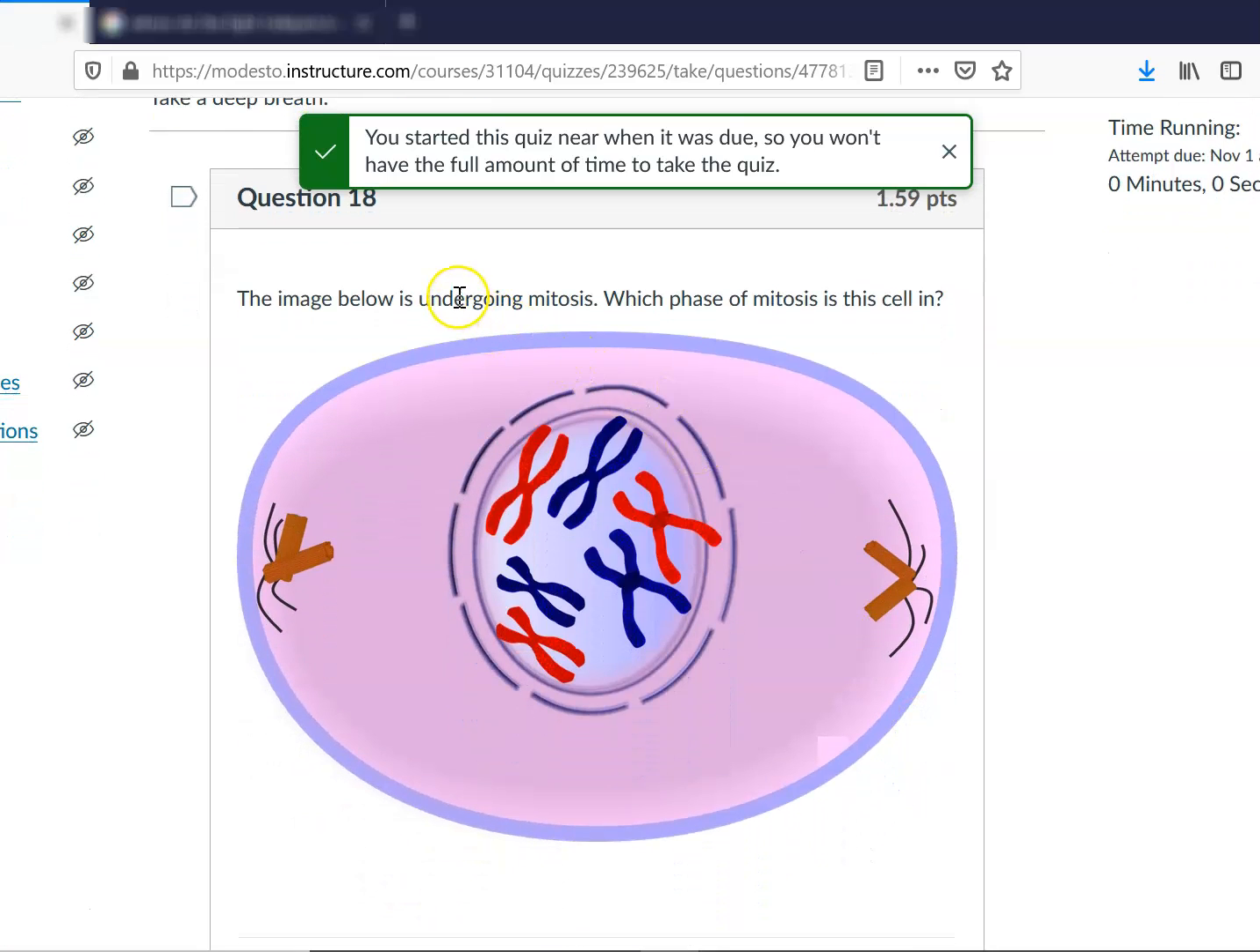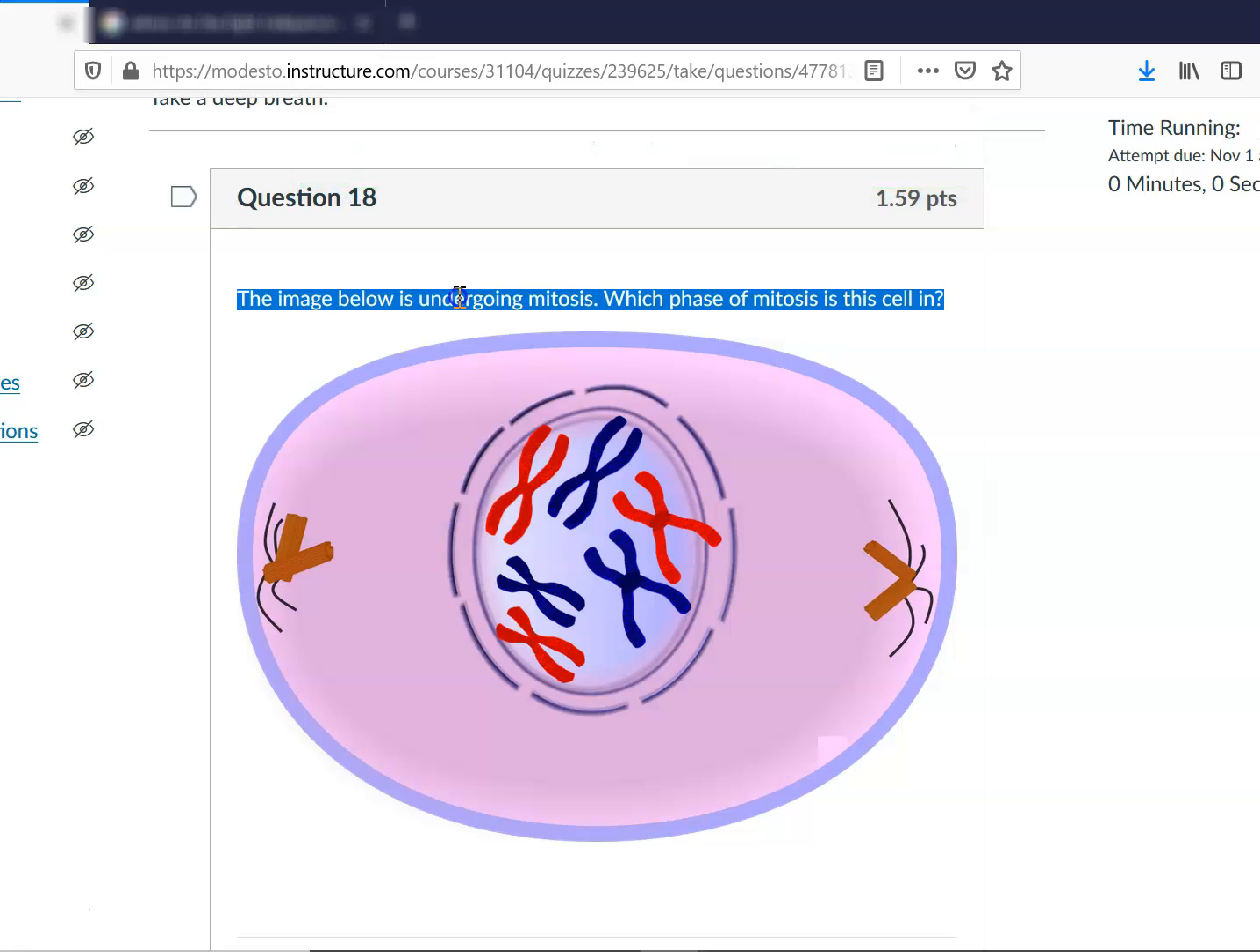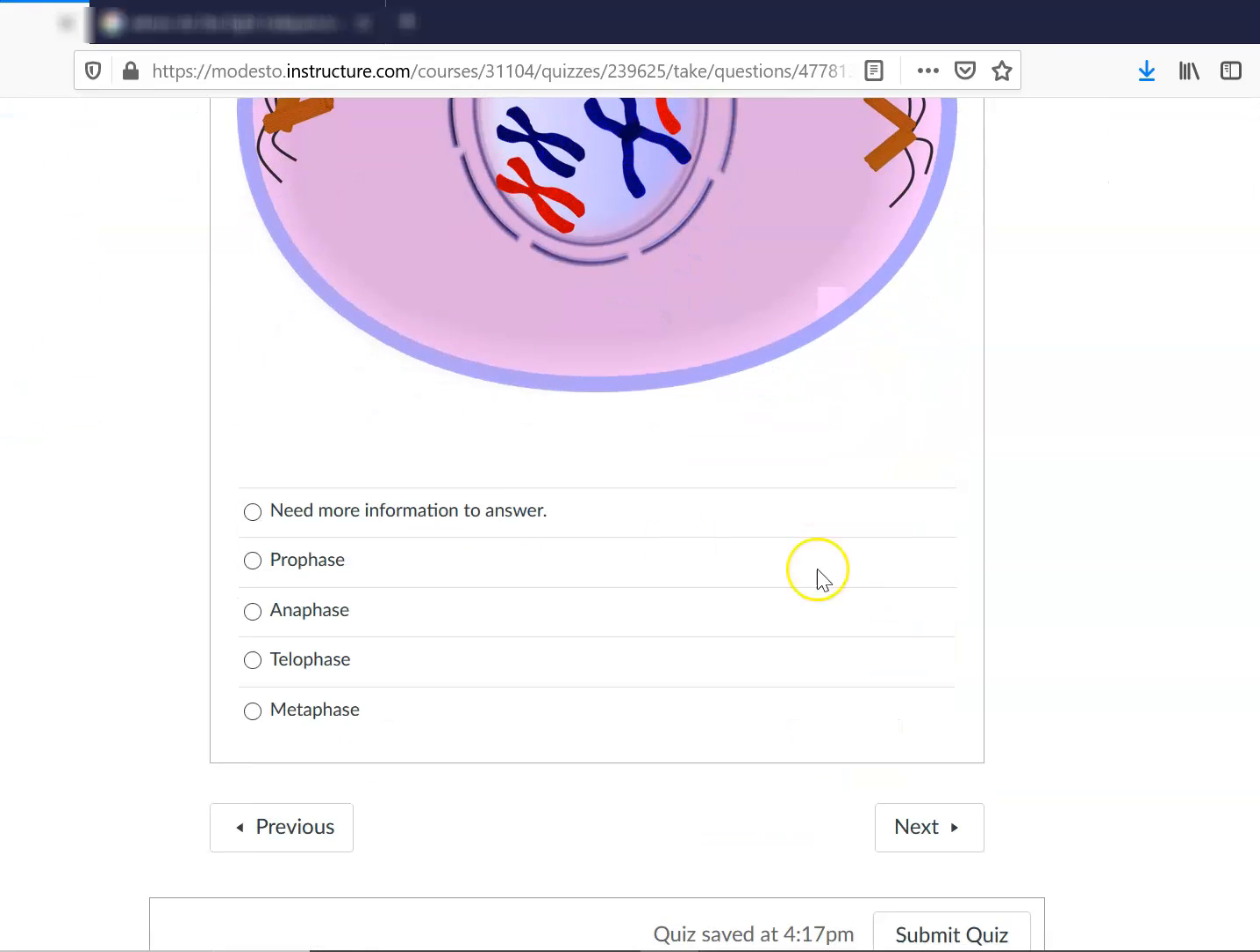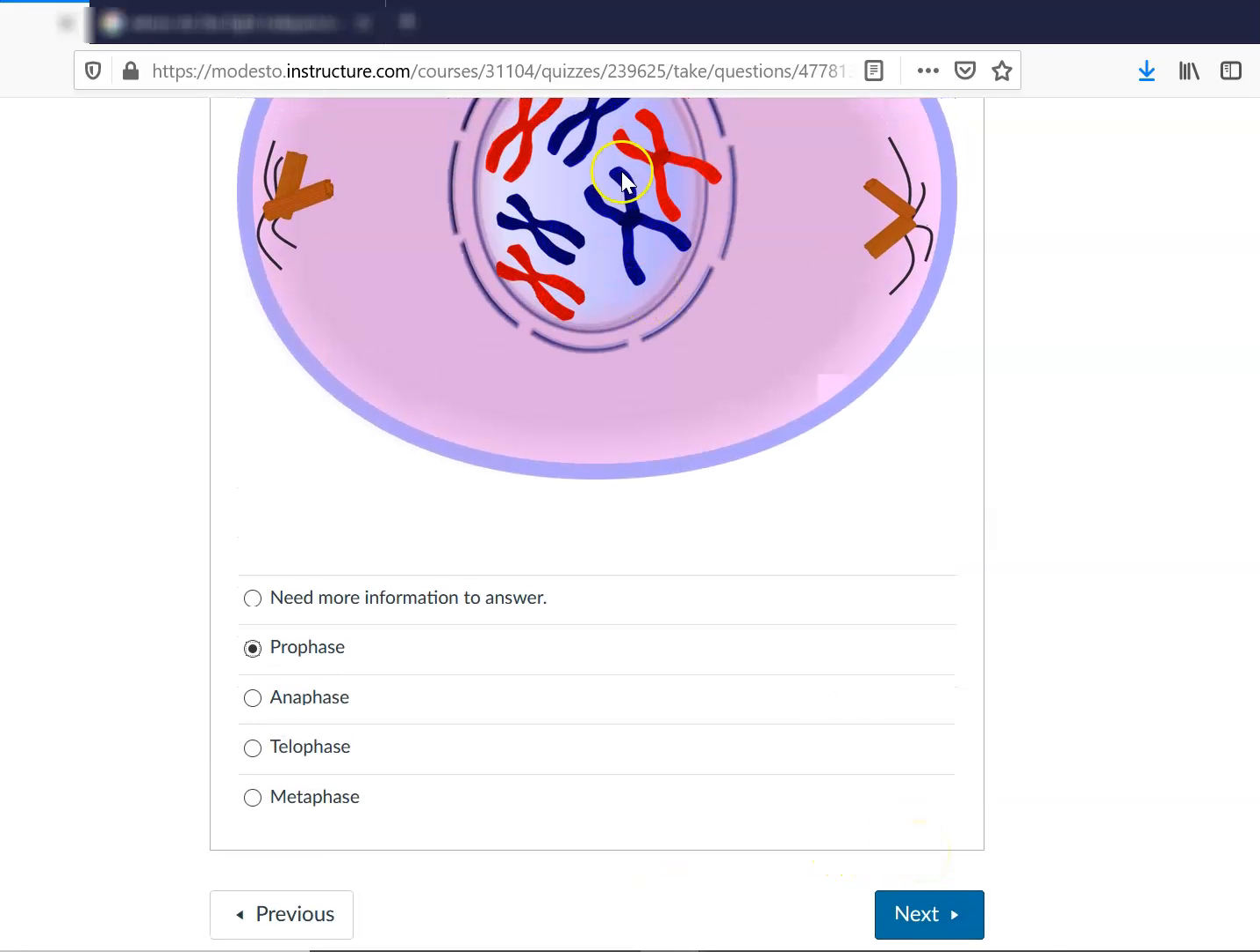Okay, the below image is undergoing mitosis. Which phase of mitosis is this in? So you see the chromosomes here have condensed, the nuclear envelope is breaking down, the centrosomes have migrated. This is just kind of a you know it or you don't. I'm calling that prophase. The chromosomes haven't yet lined up on the metaphase plate. There's still some nuclear envelope. We're calling it prophase.